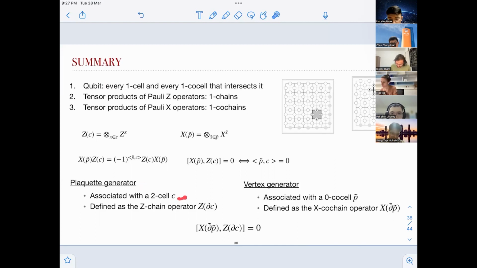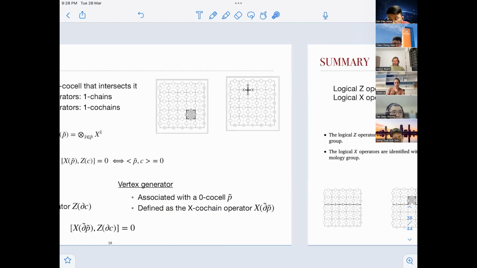Plaquette generators are associated with a 2-cell c, and they are defined as the Z chain operator, Z delta c, and the vertex operator you can define in terms of the co-cells. And we discussed why it's a valid stabilizer generator, because they indeed commute, and that we proved using the definition of coboundary and also the first fundamental lemma of homology.